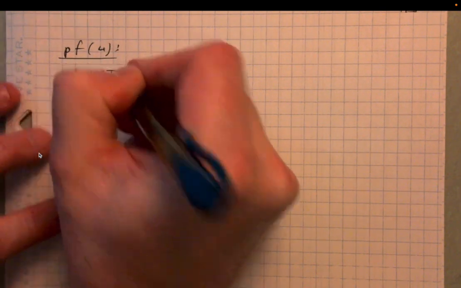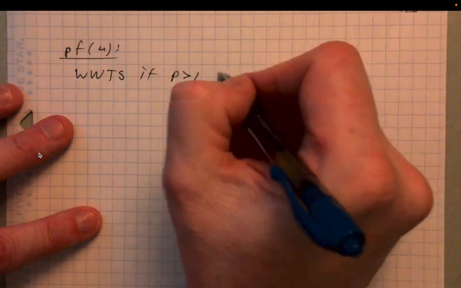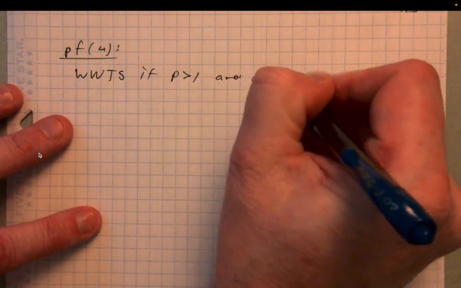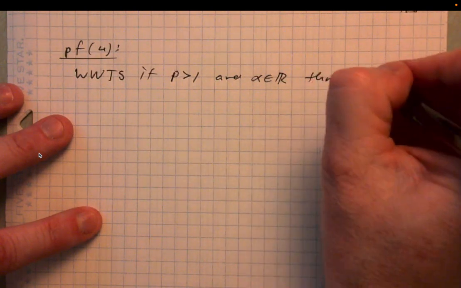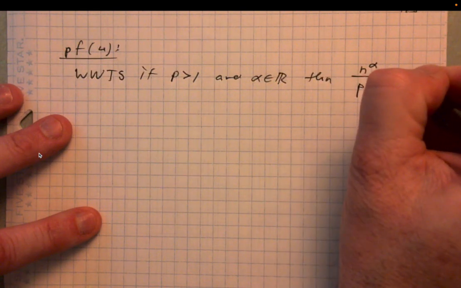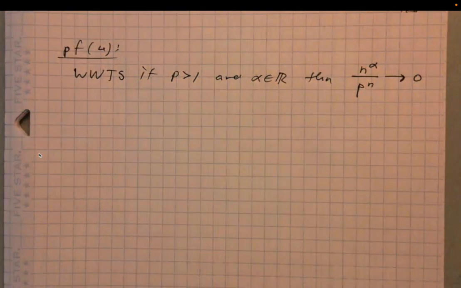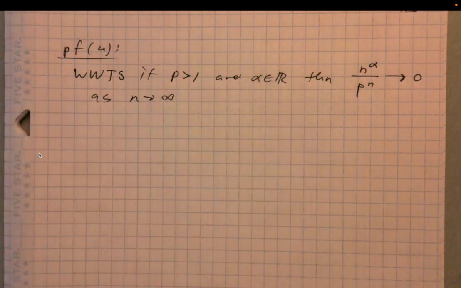We wish to show that if p is greater than 1 and alpha is a real number, then n to the alpha over p to the n converges to 0 as n goes to infinity, right? So that's what we were trying to show. That was part 4 of the theorem. So let's go ahead and do this.